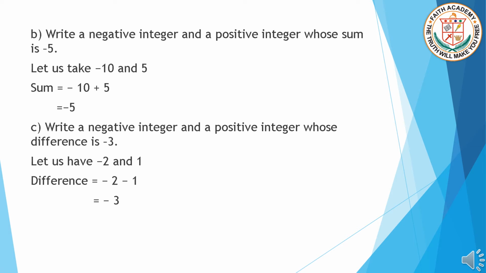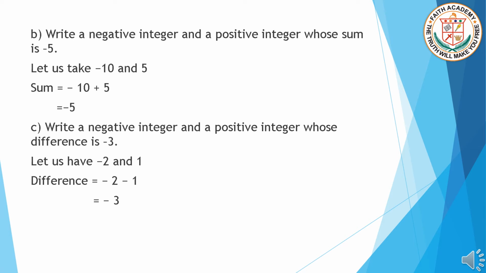Now how did we get the answer as 5? Now you know that whenever you have two numbers with different signs, we always subtract and put the sign of the greater number. Here, since we have minus 10 and plus 5 and they are two different signs, we are subtracting the numbers and we are putting the sign of the greater number, which is 10. So we got the answer as minus 5.